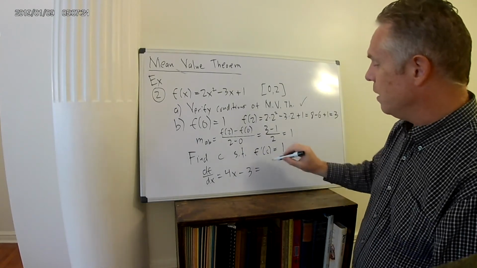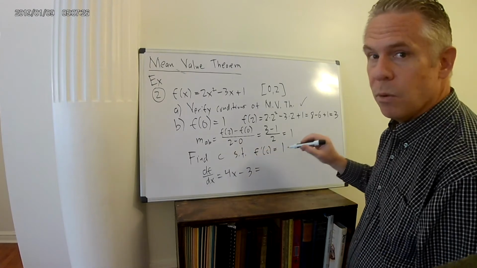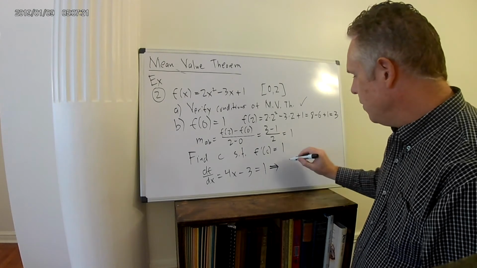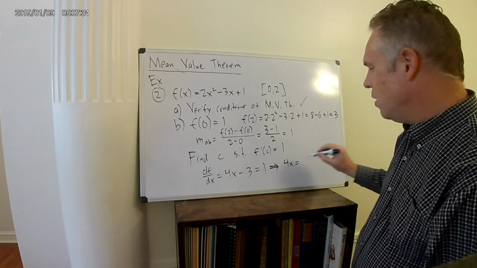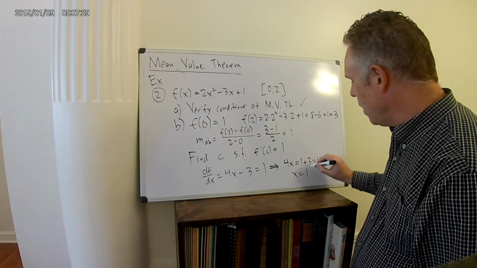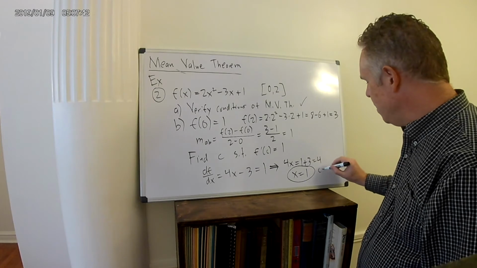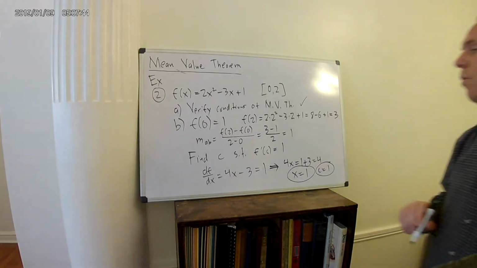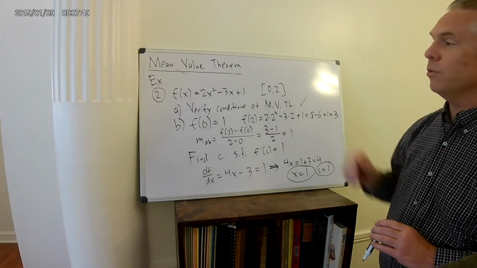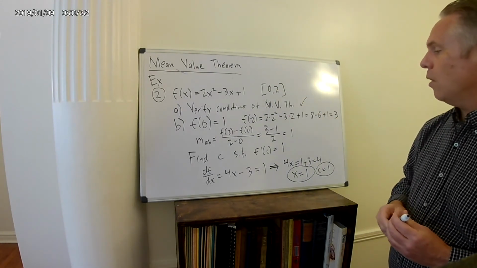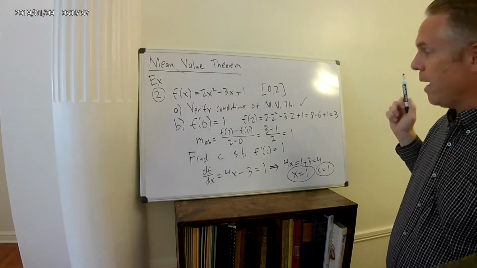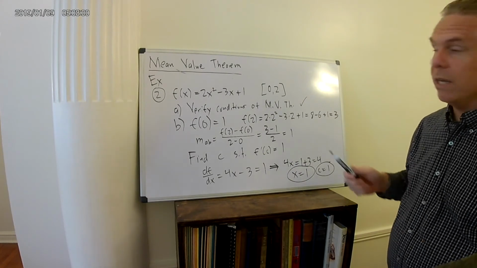So now we want to force this slope to equal 1, and then we solve for x. This means we get 4x equals 1 plus 3 equals 4, which means that x equals 1. So that means C equals 1. So there has to be a point, by the mean value theorem, on the interval 0 to 2 for this function, which has a slope equal to the slope of the secant line connecting these 2 points. And it turns out that point occurs at x equals 1.